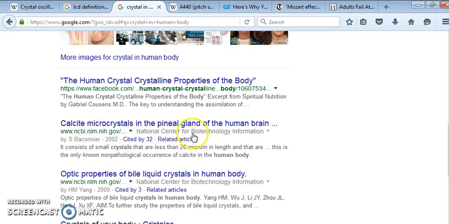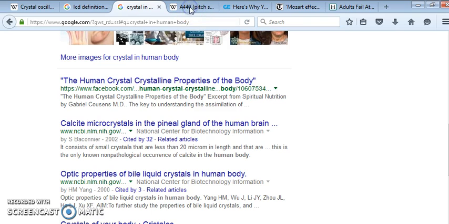Here you go, the National Center for Biotechnology Information, a .gov website. Calcite microcrystals in the pineal gland of the human brain. It consists of small crystals that are less than 20 micron in length and blah, blah, blah. Okay? So we are receivers just like everything that's in our house and that we use and put up to our head is. I know people who have their cell phones attached to their head. Okay, we are a receiver, and there is a tone or frequency that is being directed at us.